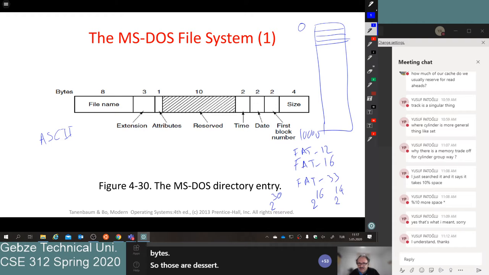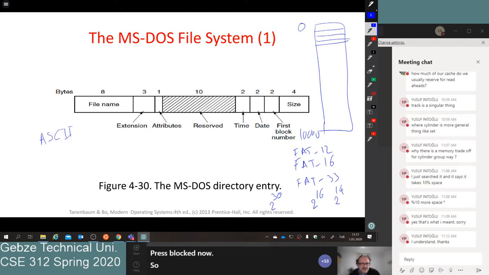Usually system designers do this kind of thing. They say that as a regular user, you should not deal with these bytes. These are for my internal use only. And then I have 2 bytes for the time, 2 bytes for the date. And here is the first block number, your block number.